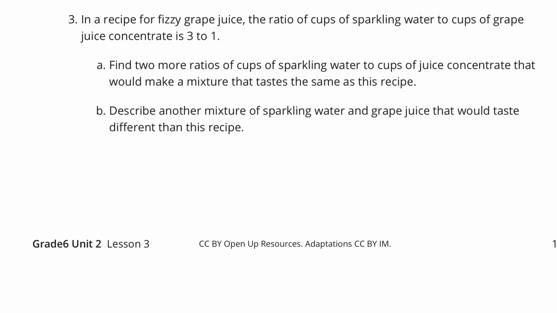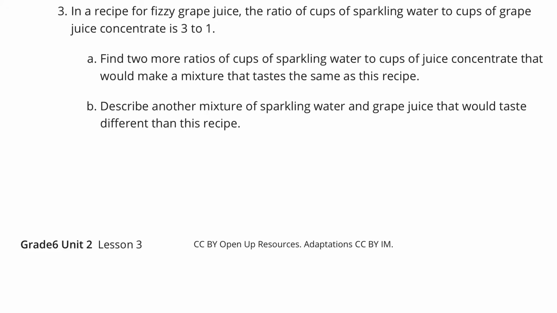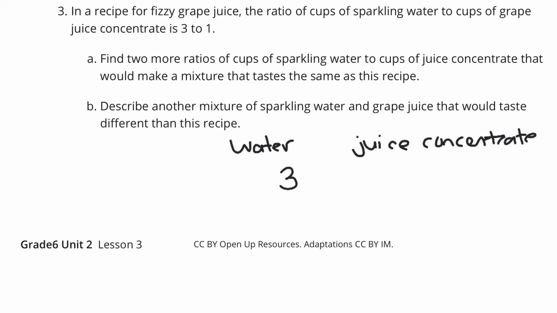Question 3. In a recipe for fizzy grape juice, the ratio of cups of sparkling water to cups of grape juice concentrate is 3 to 1. Find 2 more ratios of sparkling water to cups of juice concentrate that would make a mixture that tastes the same as this recipe. Well, if we have the cups of water compared to the cups of juice concentrate, the original ratio is 3 to 1.